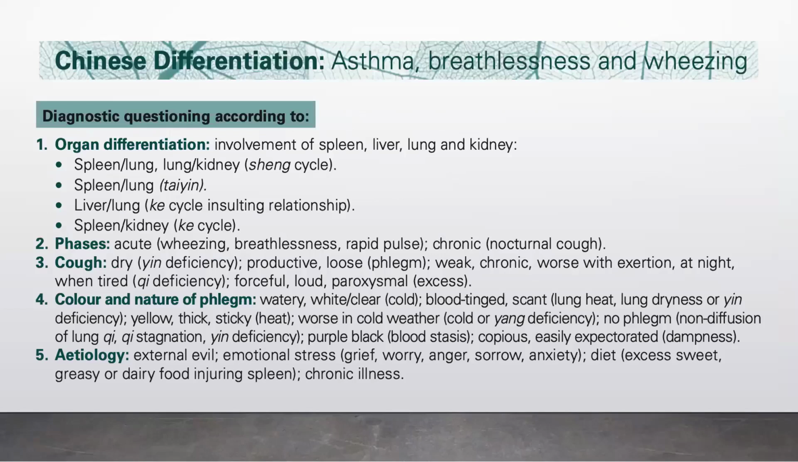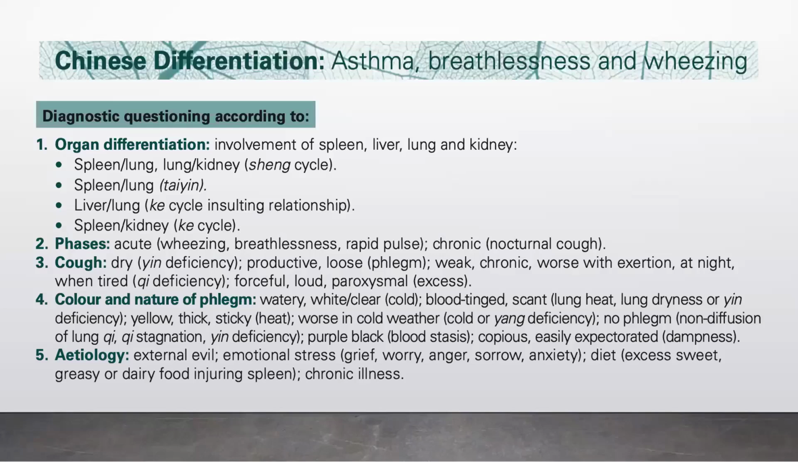Chinese differentiation for asthma, breathlessness, and wheezing. Diagnostic questioning according to organ differentiation. This will involve the spleen, liver, lung, kidney. So for the spleen, lung, kidney, the Sheng cycle. For the spleen, lung, tie-in, liver, lung, Ko cycle, insulting relationship. Spleen, kidney, Ko cycle. Diagnostic questioning according to phases will include acute, which is wheezing, breathlessness, rapid pulse, and chronic, characterized by a nocturnal cough.